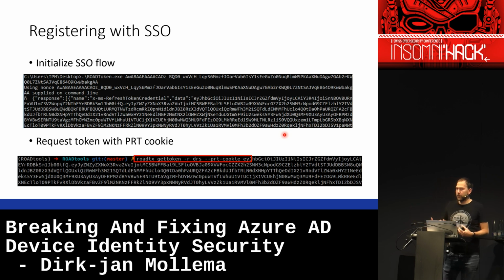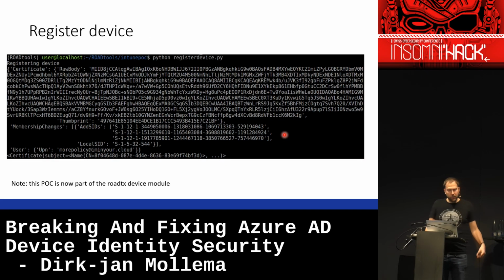So you see it as a token for the DRS. DRS stands for Device Registration Service. So it asks for a token for the device registration service, and it uses this PRT cookie to authenticate the request. And this will give you an access token that can be used to register devices. And then you can register the device. This is an older proof of concept that I wrote. Nowadays, this is all in RoadTX, but basically this performs the device registration flow, and you see the result here that it contains the certificate of the device and also the SIDs. Basically, this gives us a device certificate with private keys that we control because we generated them on the fly.